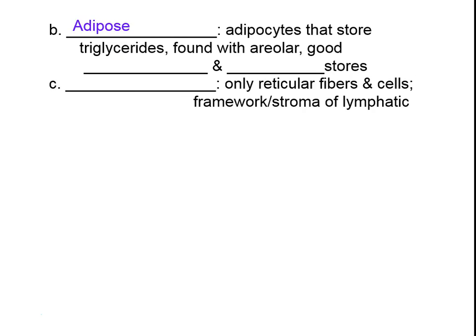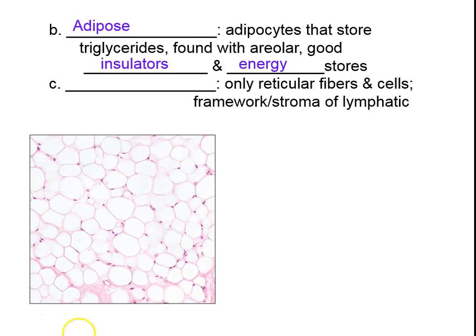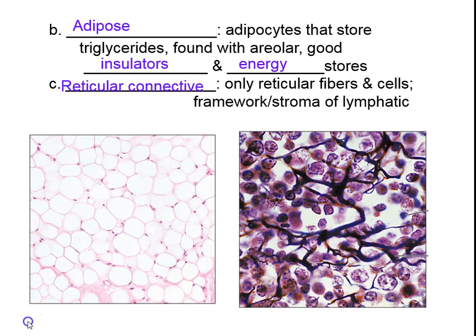Another kind of connective tissue we see is adipose. Adipose is made up of adipocytes that store triglycerides, and it's usually found under or around areolar connective. It's a good insulator, and it stores energy. All these little white marshmallow-like structures you're seeing are the fat or adipose, and they've pushed everything else in the cell to the side. Another type, reticular connective tissue, only has reticular fibers, and you find them in lymphatic structures.